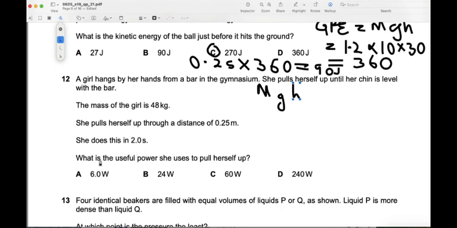Once they give you time, they want power. What's the useful power she uses to pull herself up? Before you can calculate power, you have to calculate energy, because power is energy divided by time. Power is energy over time.